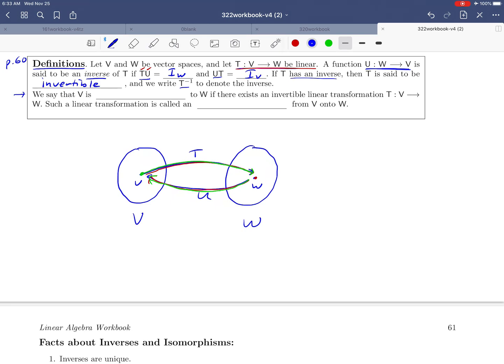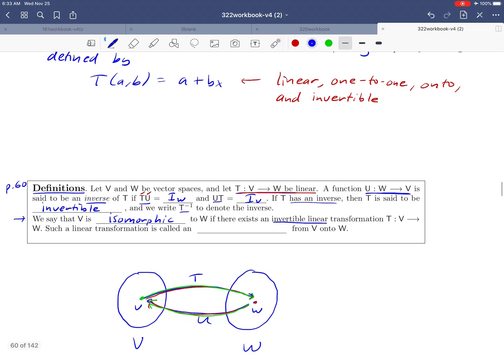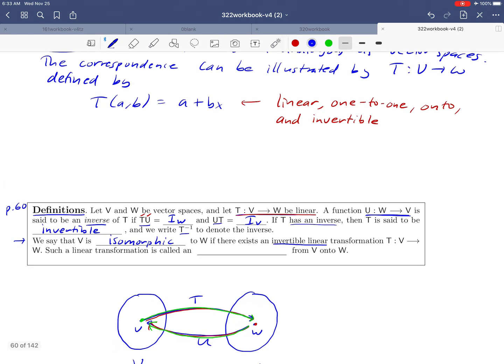Okay, we say that V is isomorphic. This is a new word. Isomorphic to W if there exists an invertible linear transformation T going from V to W. Now those two words that I underlined, invertible and linear, notice that if we scroll up to the example that we just did, that function T that we came up with had those two properties, linear and invertible.